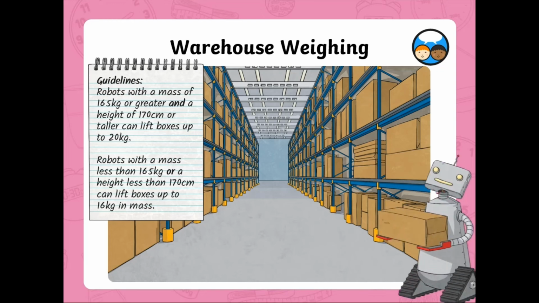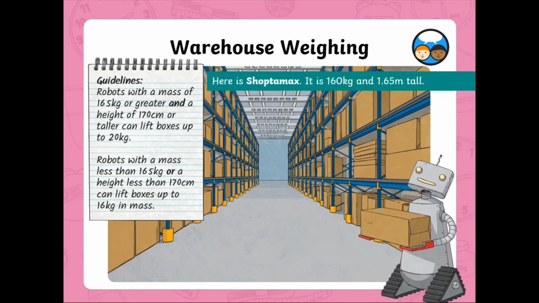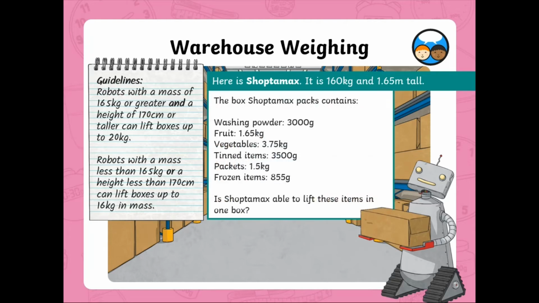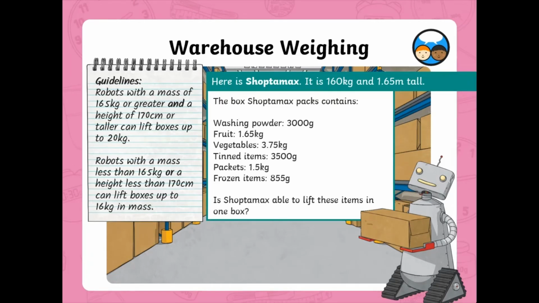Now then, that brings us on to the next step of our questions. So here is Shoptmax, 160 kilograms and 1.65 meters tall. So we've just learned that he can only lift 16 kilogram boxes. So let's see if he can lift this box. Inside this box here, he's got washing powder, fruit, vegetables, tinned items, packets, frozen items, a general delivery going out. What would we have to do here to find out if he can lift this box?